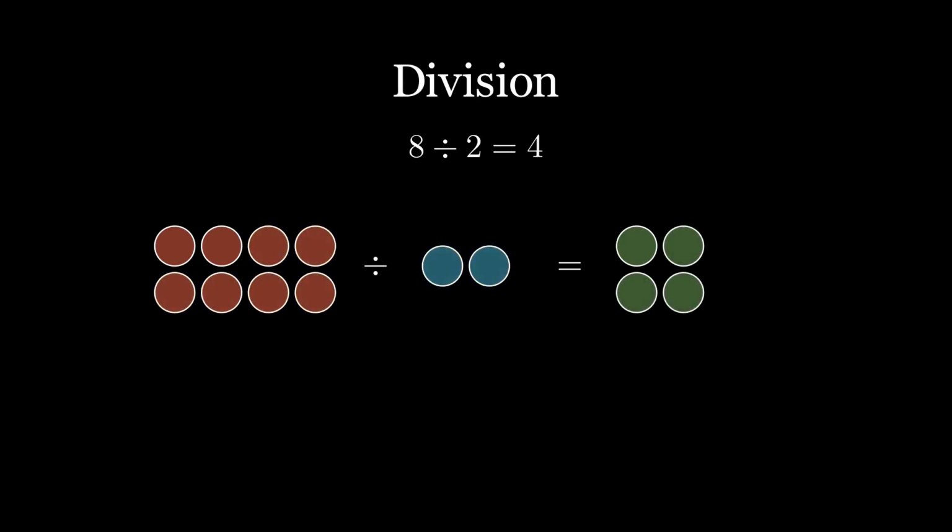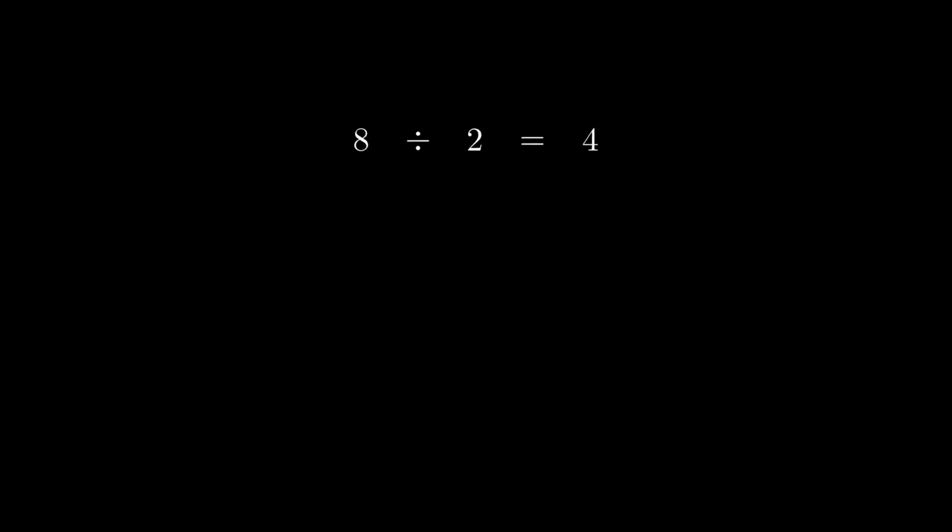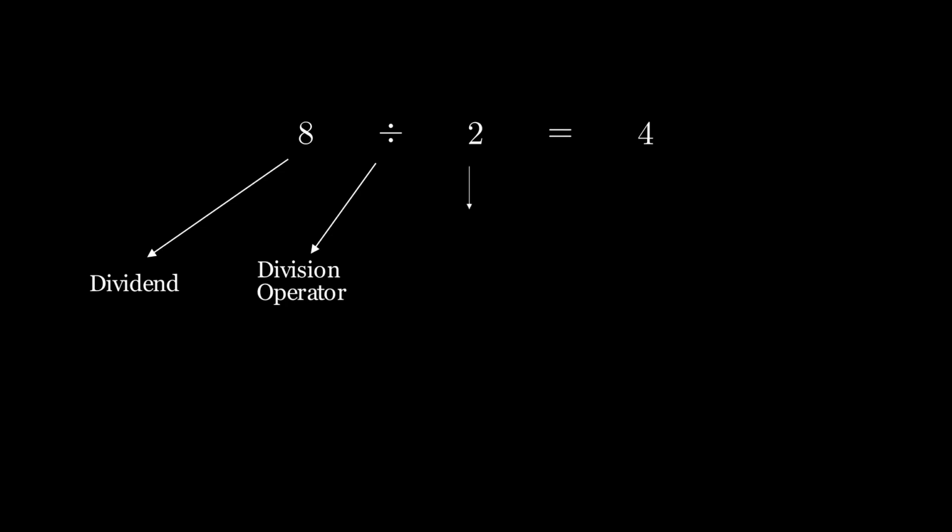In division, the first number is the dividend. The symbol is the division operator. The second number is the divisor. And the result is the quotient.